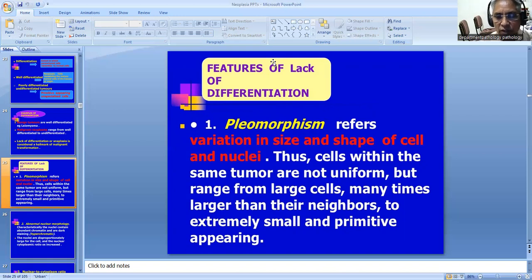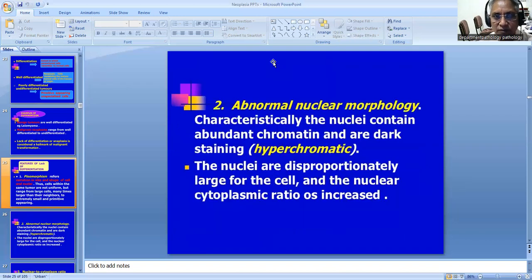So when you say that a specific tumor shows pleomorphism, it means there is a marked variation in size and shape of the cell as well as the nuclei. And this is one of the important features of lack of differentiation of a tumor.